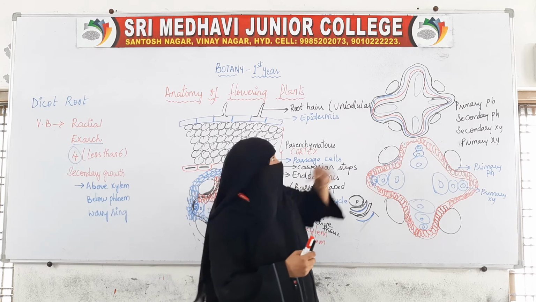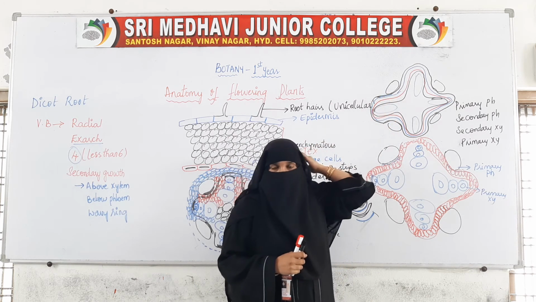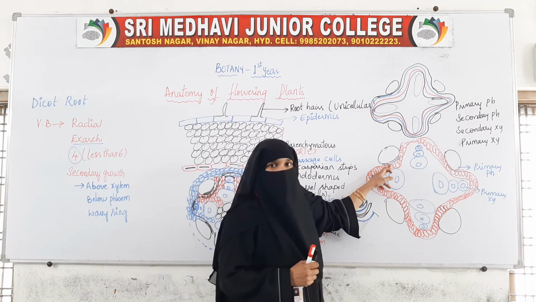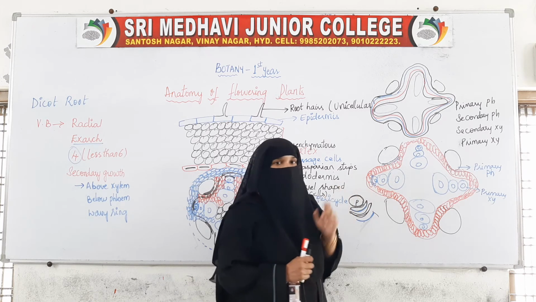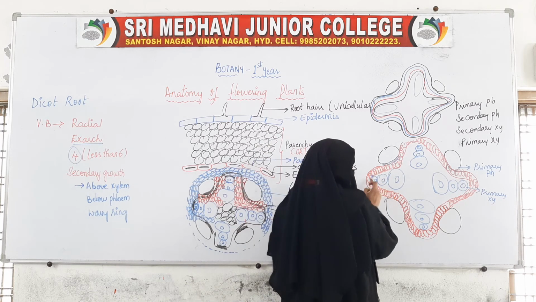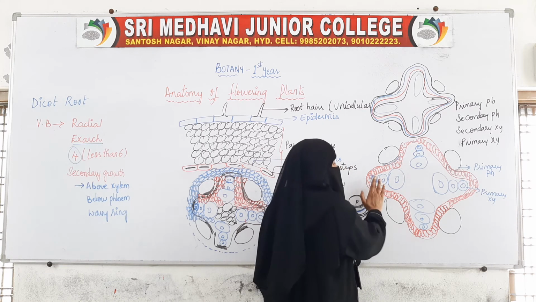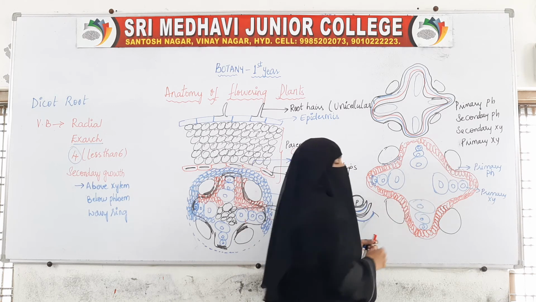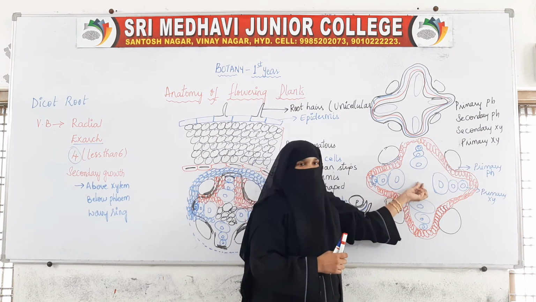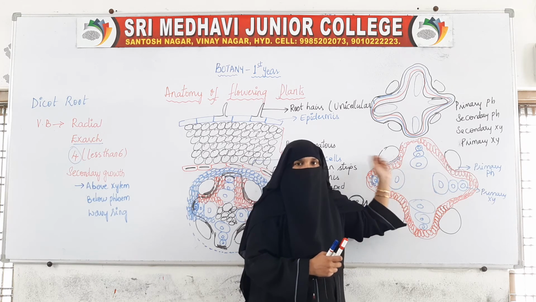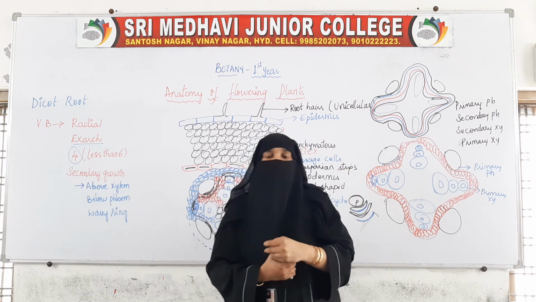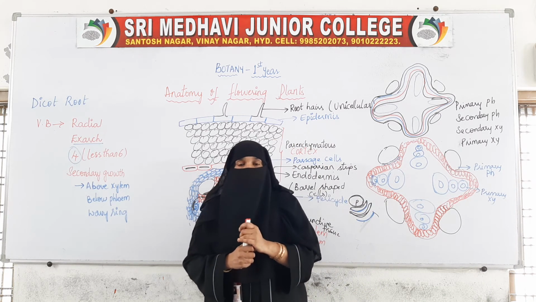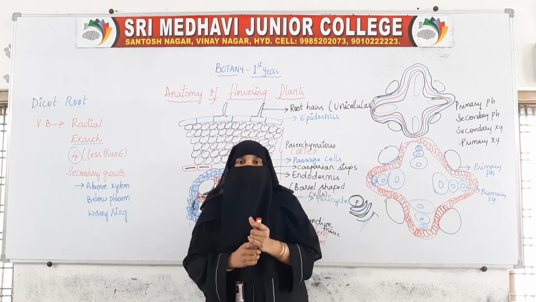So this is how. Earlier only primary xylem and primary phloem were present. Now first is your primary phloem, then secondary phloem, then secondary xylem, and then primary xylem. When this secondary xylem pushes the primary xylem towards the inside, there will be no space left. So very few cells will be present as pith. This is how secondary growth takes place in the dicot root.